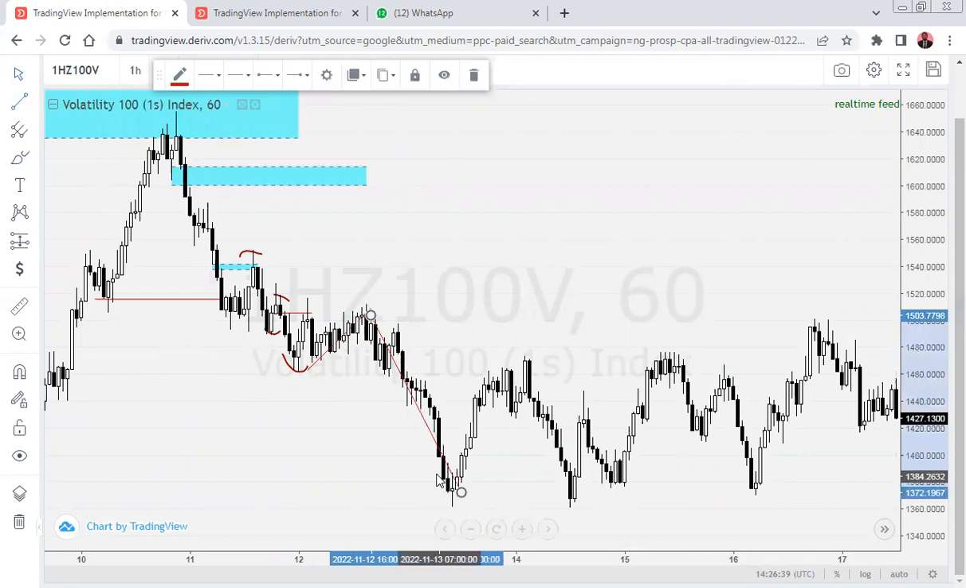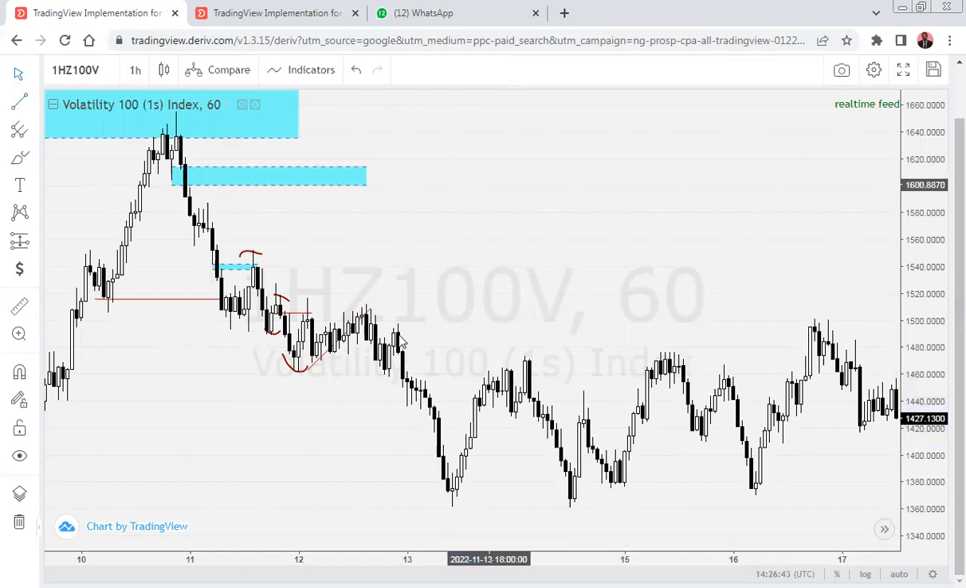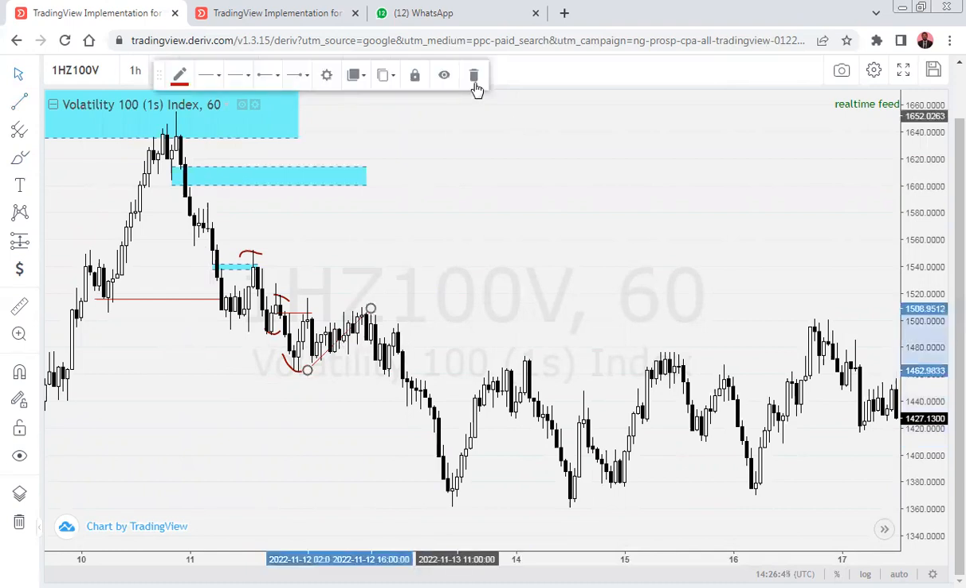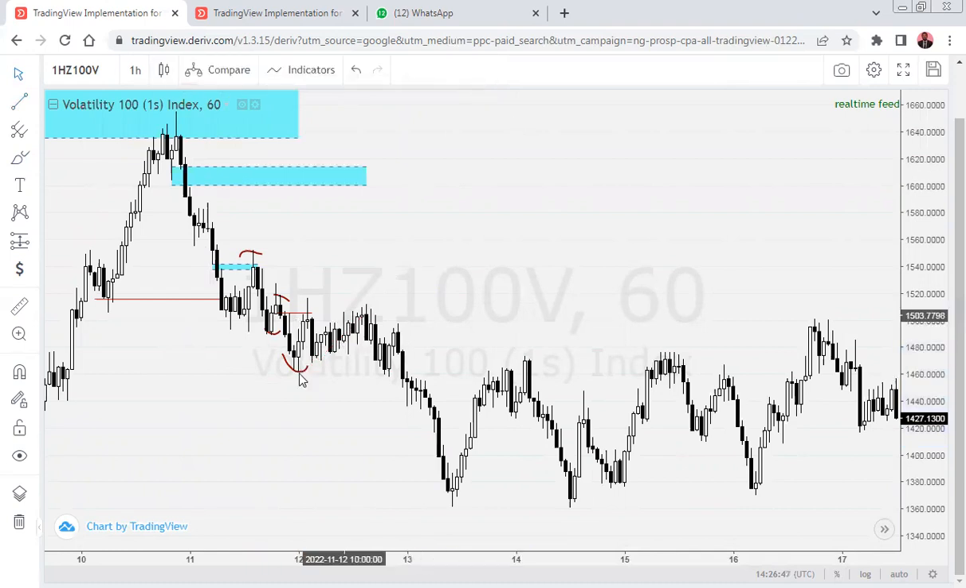As the market gave us this, the next play would have been here. Let me remove all this. Okay. Market gave us this was the last move.